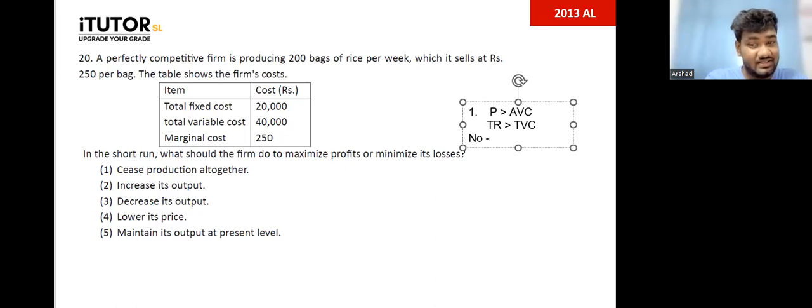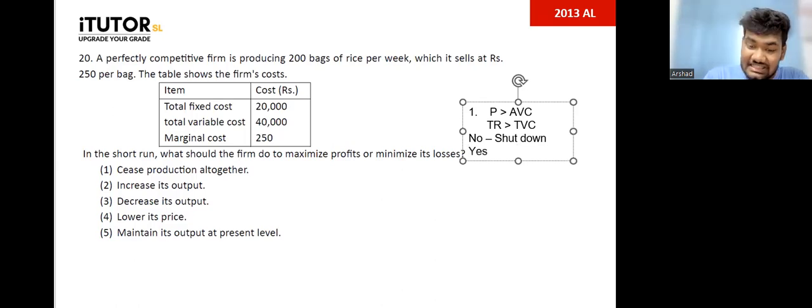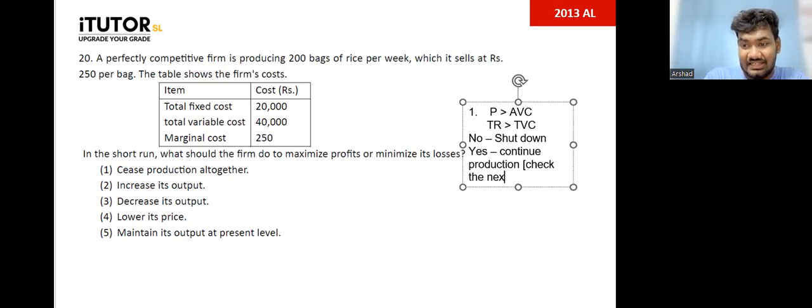think and tell me. What should the firm do, guys? They will shut down, right? Because if you can't even cover your average variable cost, no point staying. You will shut down and go. So if it is yes, then you will continue production. Then only do you have to check the next condition. What is my next condition?